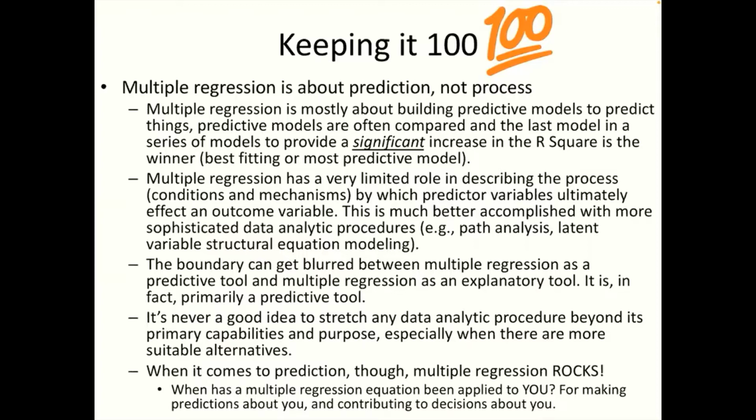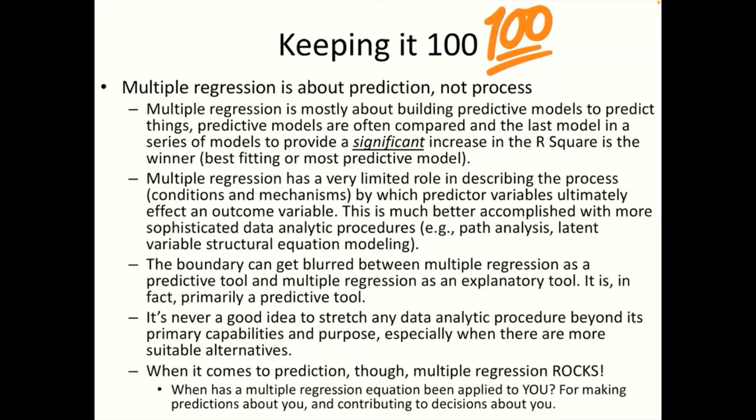So, you know, it's not good to take a statistical procedure and expand it beyond its primary capabilities and purpose, because then you get it into rough waters and controversy, and there are suitable alternatives that actually work well in these other areas. So, you know, I work with a lot of dissertation students, and they do multiple regression for describing effects, how predictive variables affect some outcome variable. And sometimes it works better than other times.